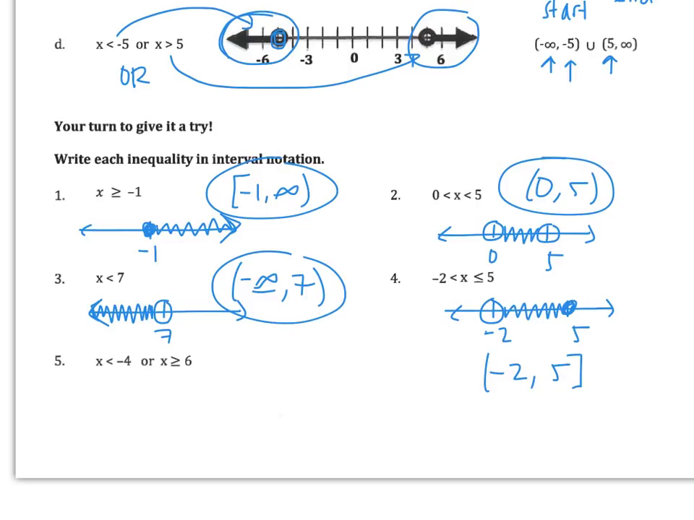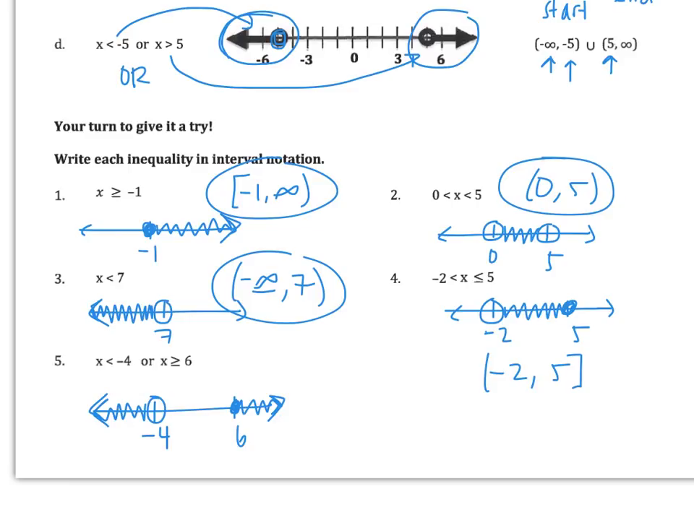And then number 5, the or. X is less than negative 4, so negative 4, you have an open circle and go in the less than direction. Greater than or equal to 6, so that's going to be a closed circle and go in the bigger direction. So we have 2 pieces, so we're going to need 2 different interval notations, one for the left piece and one for the right piece.